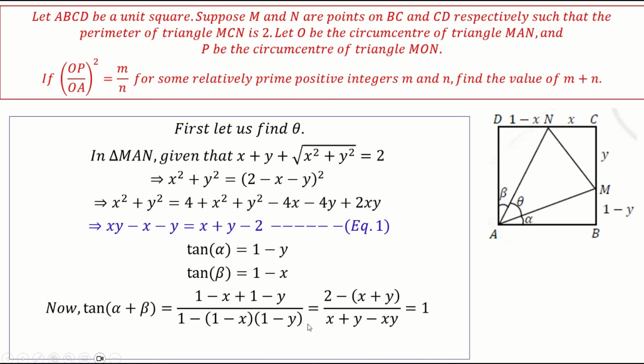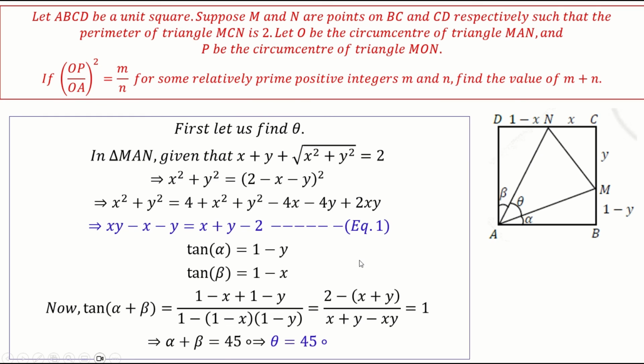If I simplify this, if you look at equation 1, this is 2 minus x minus y, negative of this one. Then this is x plus y minus xy, which is the negative of this one. So both are equal basically, right? So that is equal to 1. Tan of alpha plus beta equal to 1, which means alpha plus beta is 45 degrees, correct? If alpha plus beta is 45 degrees, theta is 45 degrees, correct? So theta is 45 degrees. This is what we derived now, right?